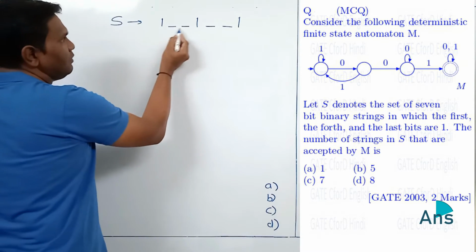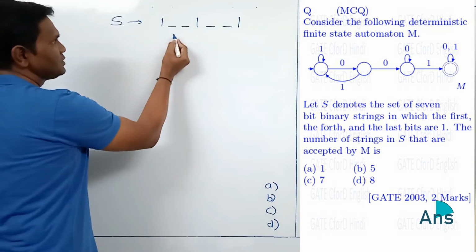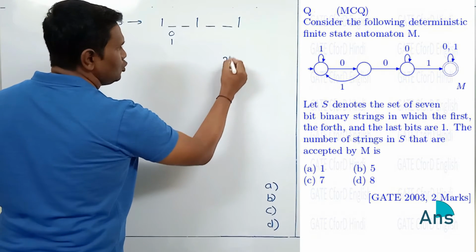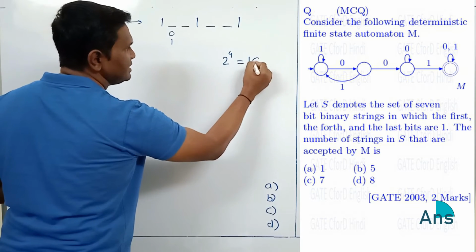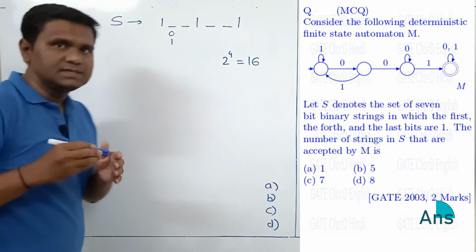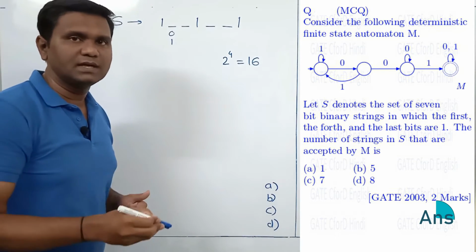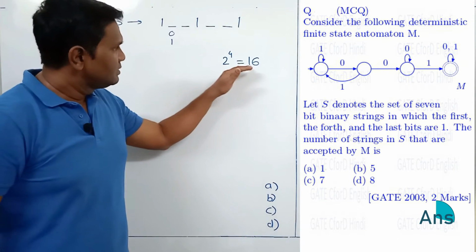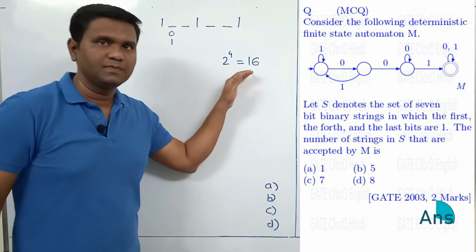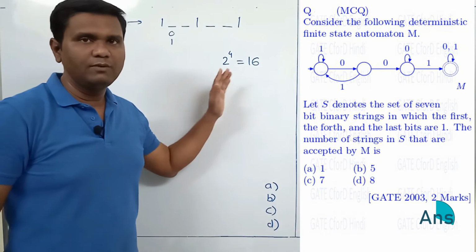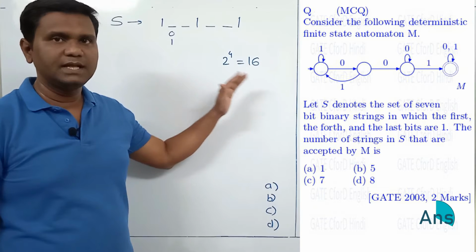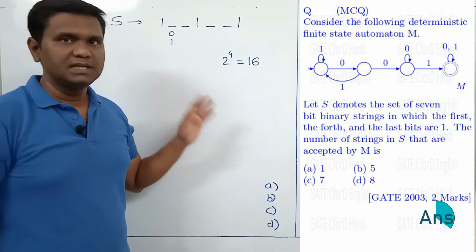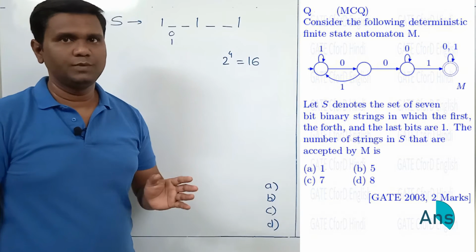So we have to fill 4 places. At each place we can place 0 or 1. So in total there are 2 power 4 equal to 16 strings to consider. This is the brute force approach. So we have to consider these 16 strings, then for each string check whether it is accepted by the DFA or not, and then count how many strings are accepted. But this is a brute force approach, it is time consuming.